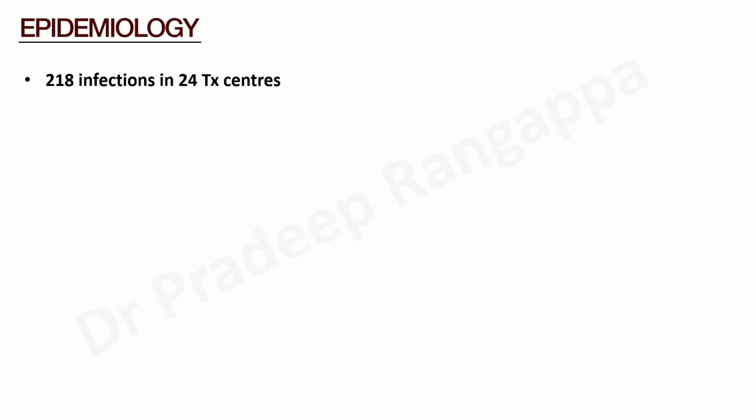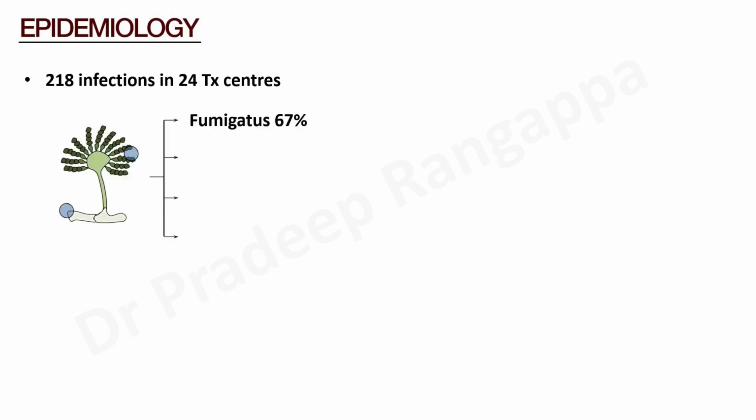So there was one study done in the US where they looked at 218 infections of Aspergillus in 24 transplant centers. They found fumigatus is the more common. Aspergillus fumigatus constitutes 67% of Aspergillus infections, followed by flavus, which occurs in 13%, followed by Aspergillus niger, which occurs in 9%, and Aspergillus terreus, which happens in 7%. So this is the breakup of the species of Aspergillus. Fumigatus is more common, followed by flavus.